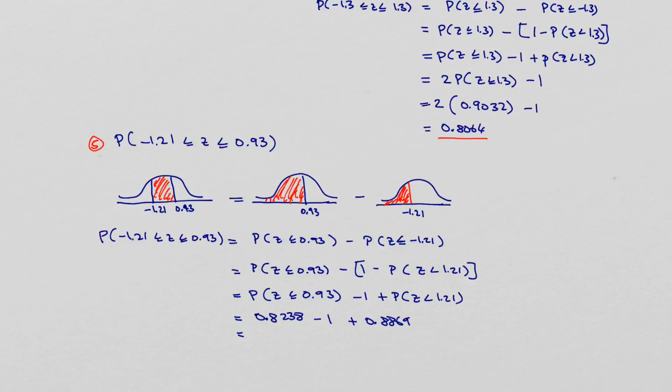Okay, so if we add that, what are we left with then? So we have 0.8238 minus 1, and then we have plus 0.8869, and that gives us a probability value of 0.7107. Okay, so in other words, approximately 71% is between minus 1.21 and 0.93.